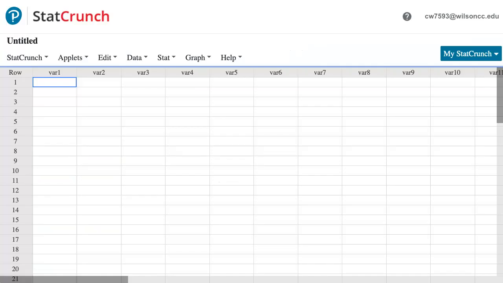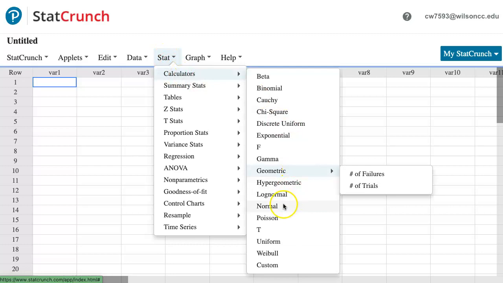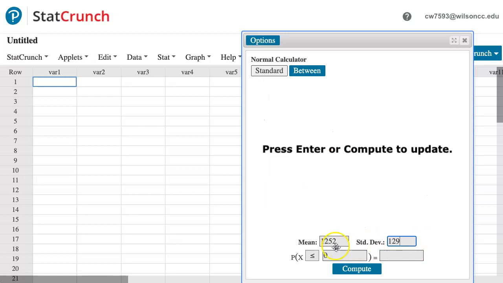So in the standard StatCrunch screen, what we can do is go to Stat, Calculators, and Normal. Remember, we were told that this was approximately normally distributed, so that clues us in that we can use this normal calculator. The way that it's first presented is actually the standard normal curve with a mean of 0 and a standard deviation of 1. But the mean and standard deviation you were given in this problem should go in these two spots. So let's type those in there. Okay, so now I've updated these values with the mean and standard deviation given in the problem.